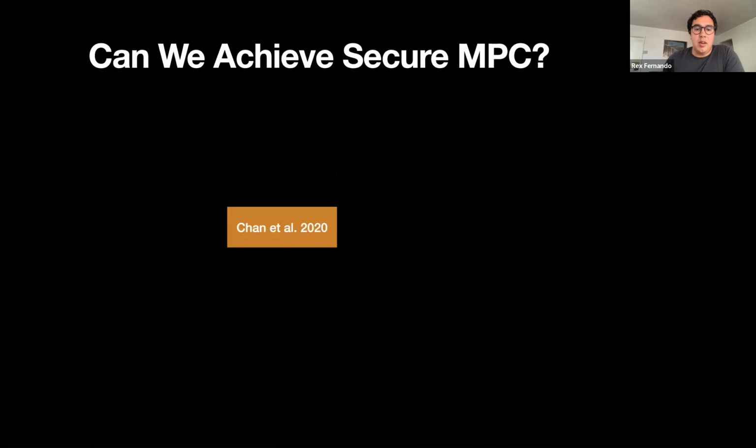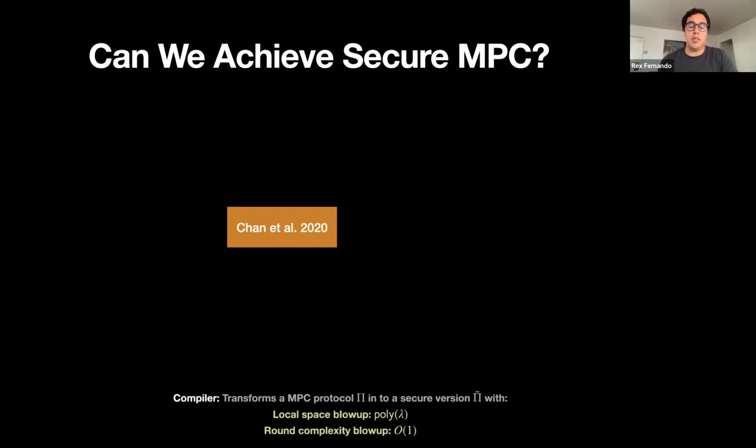However, there has been a recent line of work that started the study of secure computation in this model, starting with the work of Chan et al. in 2020. This work shows that, in fact, you can take any insecure massively parallel protocol and transform it into a secure version with essentially minimal blow-up in the space and the rounds. This compiler achieves security in the CRS model, and it also works in the setting of honest majority, where we assume that less than approximately 1/3 of the parties are corrupted.